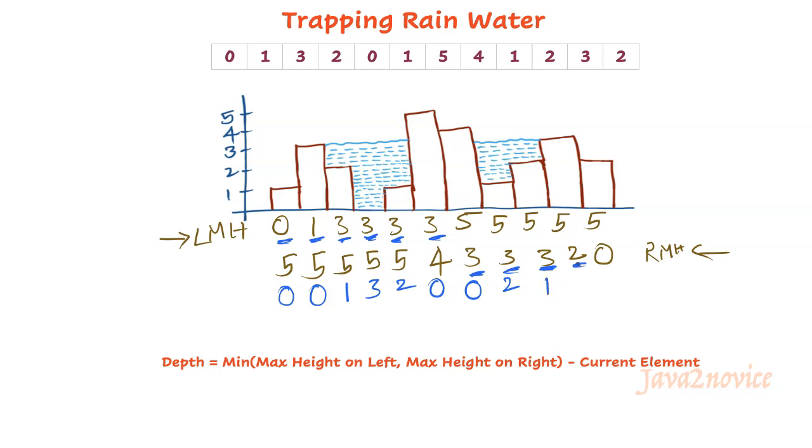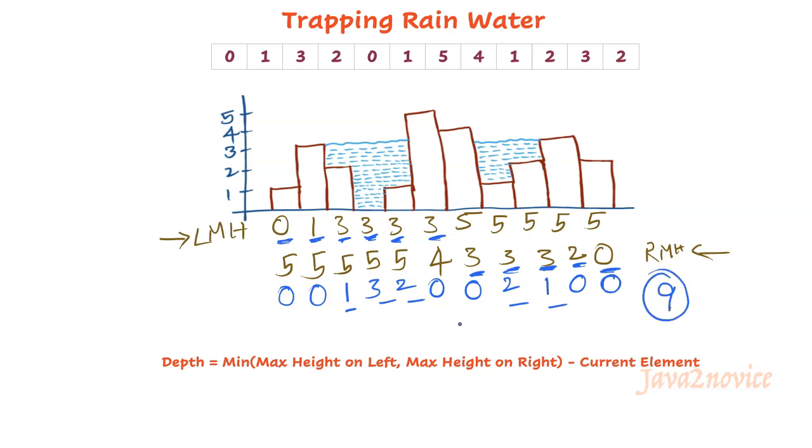5, 2, 2 is minimum. 2 minus 4, 4 as current element, minus 2, negative number, ignore it, 0. Similarly, 0 is the minimum. The current element is 2. 0 minus 2, negative number, ignore it. 1 plus 3 plus 2 plus 2 plus 1. Total 9 units of water got trapped. This is the answer. This is the logic.